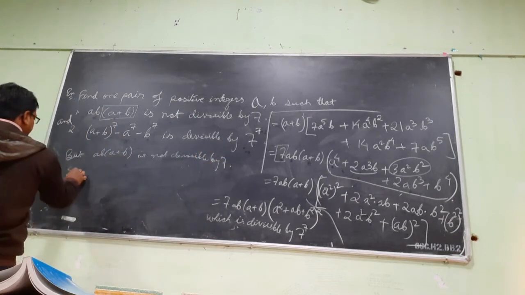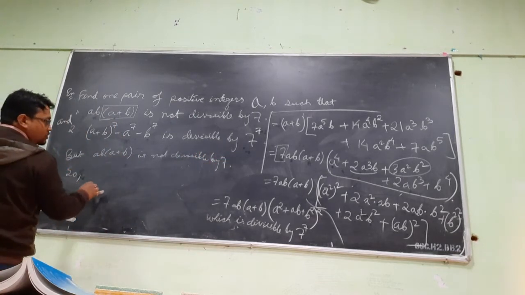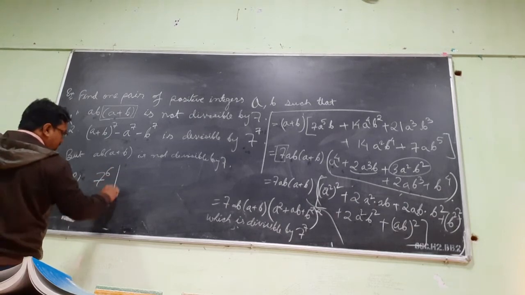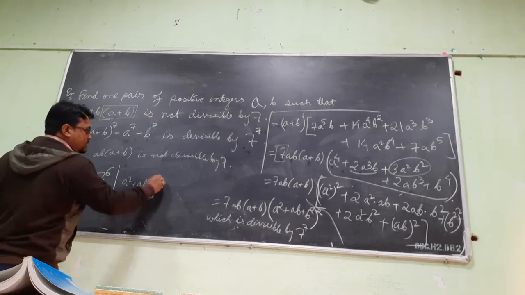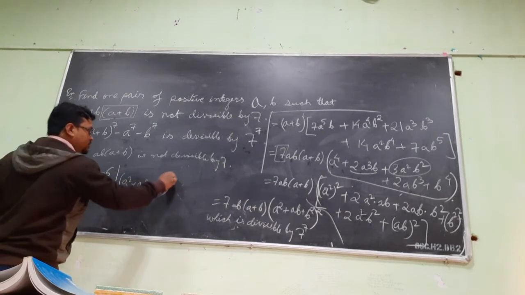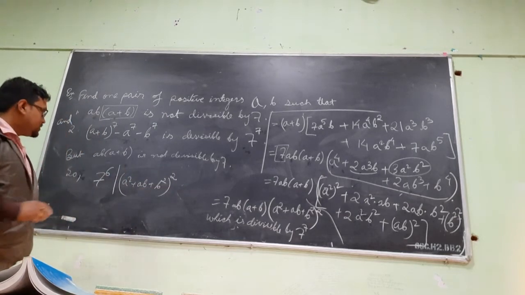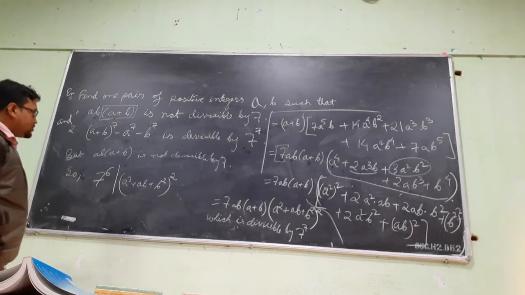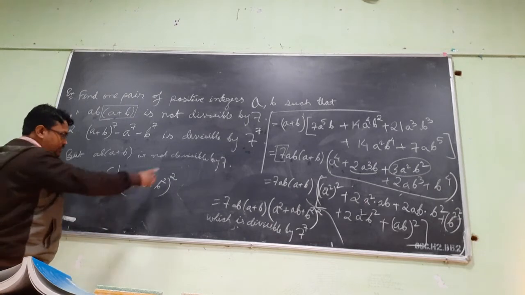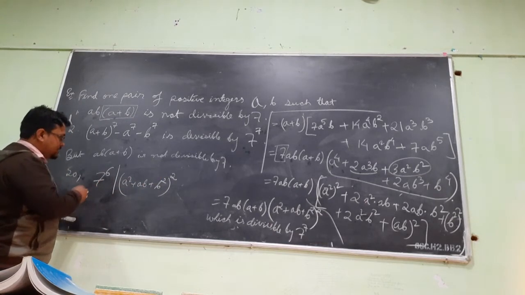So 7 to the power 6 should divide (a square plus ab plus b square) whole square. The whole square will divide, so 7 to the power 6 should be like this. Okay, so this whole square is divisible by 7 to the power 6.